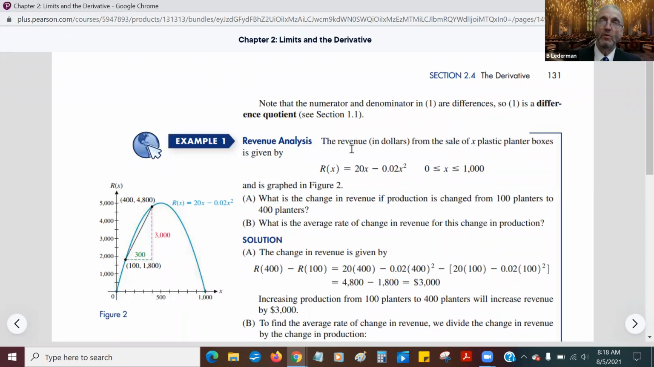So the revenue, what is revenue? Revenue means how much money you take in. It's what's in between revenue and profit. Profit means you look at the revenue, how much money you take in, minus all the expenses that it costs you.